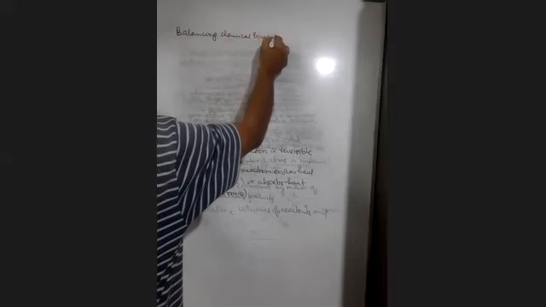Okay, now the different methods which are used for balancing chemical equations. You have only done the first one. This is called hit and trial. So we go on practicing this one, following only the law of conservation of mass.